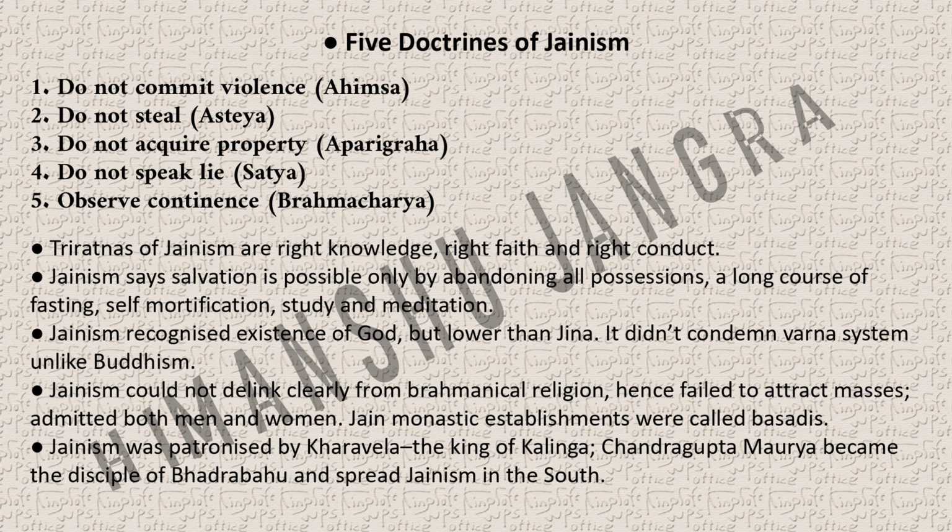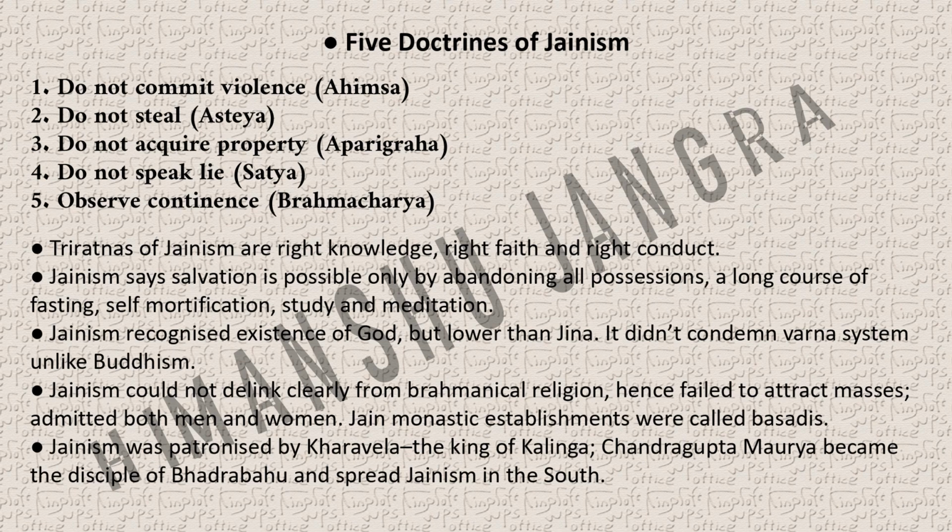5 Doctrines of Jainism. 1. Do not commit violence, ahimsa. 2. Do not steal, asteya. 3. Do not acquire property, aparigraha. 4. Do not speak lies, satya. 5. Observe continence, brahmacharya. Triratnas of Jainism are right knowledge, right faith, and right conduct.